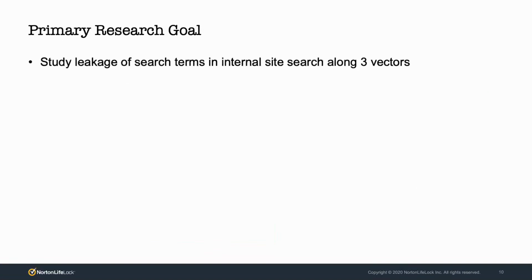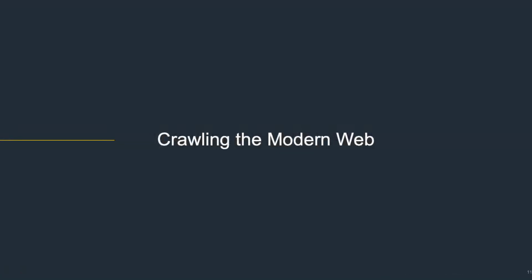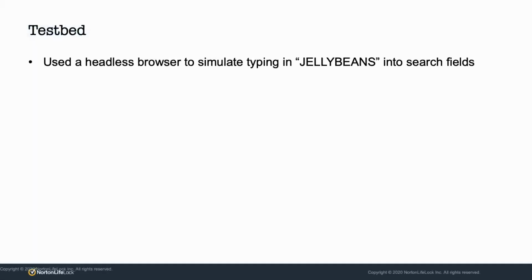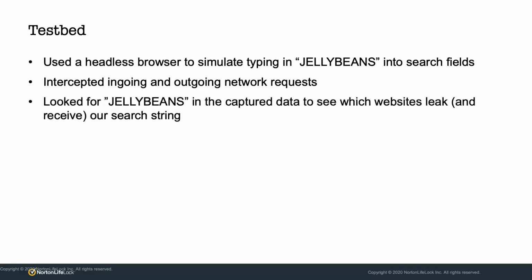Our primary research goal is to study the leakage of search terms in internal site search along three vectors: the referrer header, the URL, and the payload. To do this, we crawled the top 1 million websites according to Tranco, which is considered a better alternative to Alexa. We used a headless browser to simulate typing "jelly beans" into search fields one character at a time. We intercepted ingoing and outgoing network requests, and we looked for the jelly beans string in the captured data to see which websites leak and receive our search string.